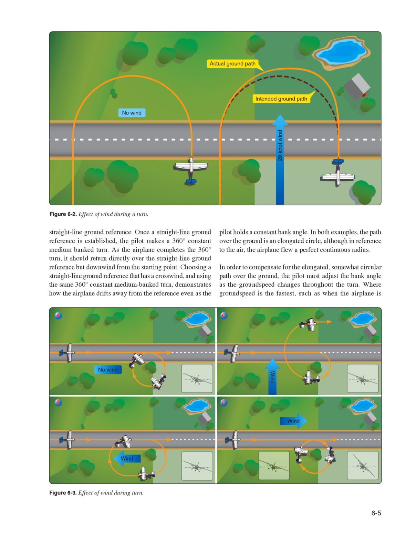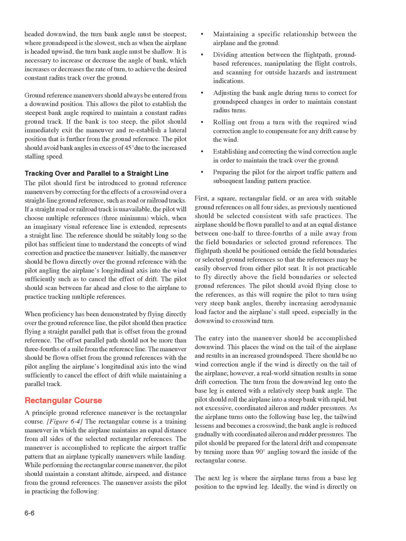First, a square, rectangular field, or an area with suitable ground references on all 4 sides, as previously mentioned, should be selected consistent with safe practices. The airplane should be flown parallel to and at an equal distance between 1/2 to 3/4 of a mile away from the field boundaries or selected ground references. The flight path should be positioned outside the field boundaries or selected ground references so that the references may be easily observed from either pilot's seat.